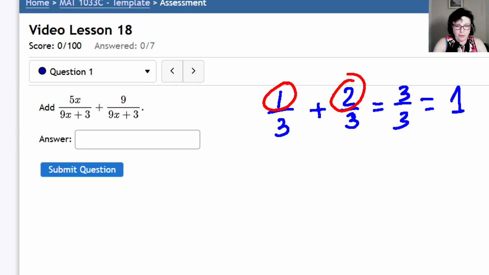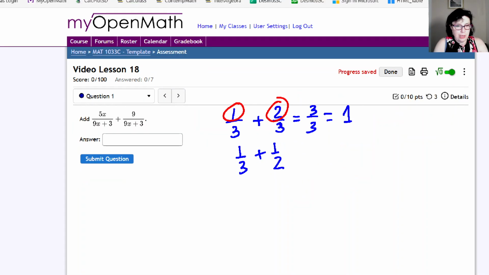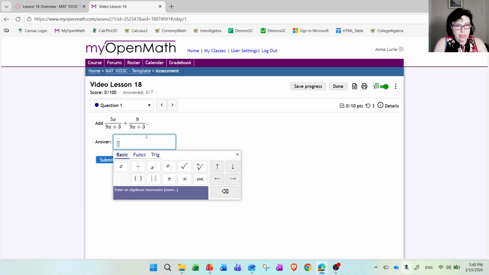Because, for example, if you were to try to add 1/3 plus 1/2, you can't directly add them, right? How can you do that? That's not going to be 2 over what, right? So we'll talk about that later, but again, if the bottoms are the same, you simply add the tops, okay? And that means that on the bottom, I'll just keep the same exact bottom, don't double, don't do anything. On the top, you can just put 5x plus 9.